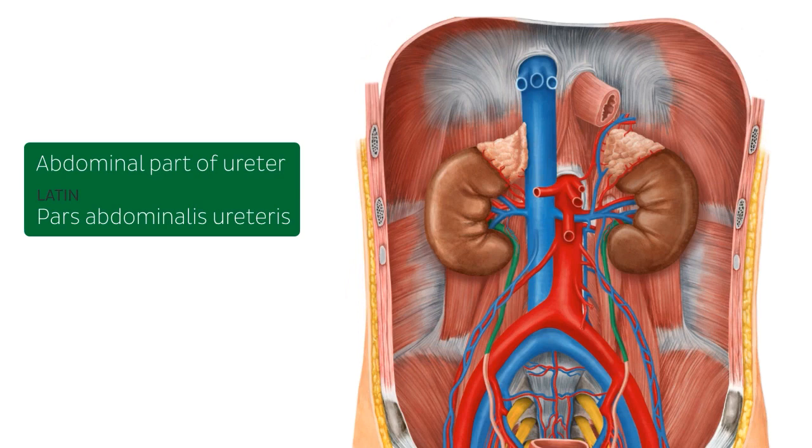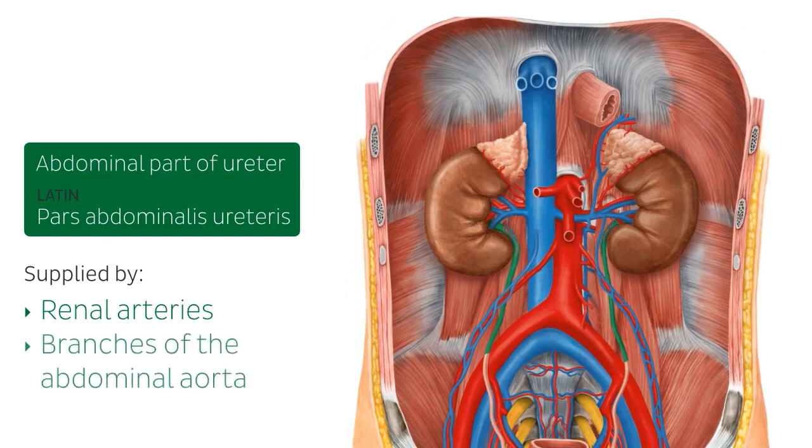Now they are responsible for transportation of urine to the bladder, and the abdominal part of the ureter is supplied by specific branches of the renal arteries, and also branches of the abdominal aorta and gonadal arteries.